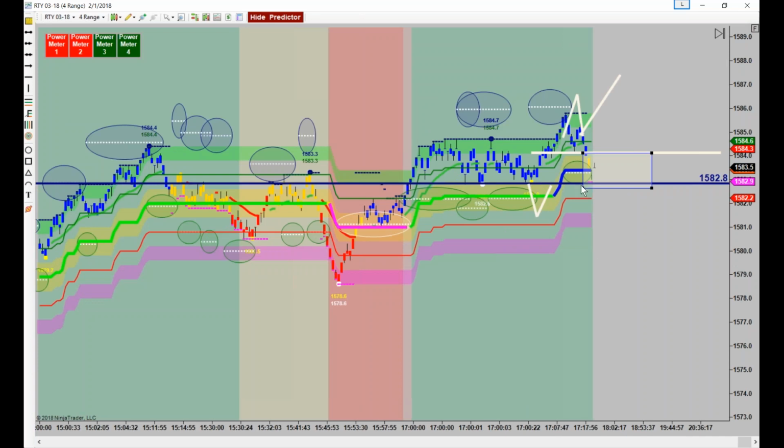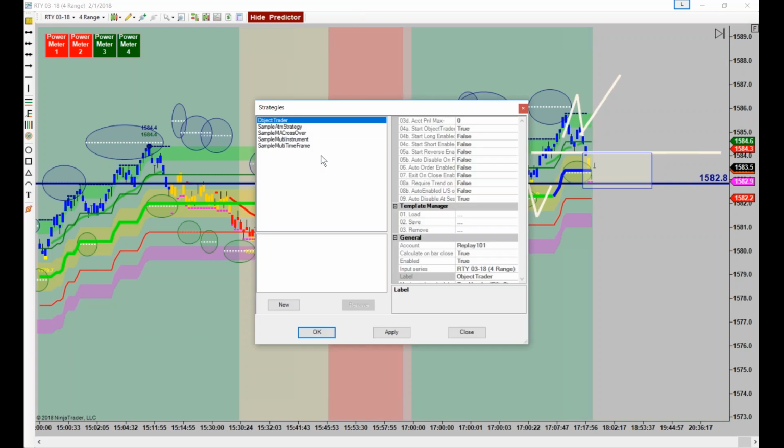But keep in mind, sometimes they'll break and they'll just go. I've seen that so many times. But usually if they're kind of sloping around, they don't. They'll break support and then they'll kiss it as resistance. Okay? So let's just put Object Trader on and see if we can get something on this.